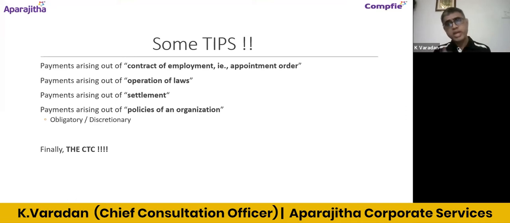Right? So again, finally, the CTC, cost to the company. Yes, we can continue to use the term cost to the company, but let us be very, very careful that the monthly gross salary of the individual should be ascertainable, right? It is a choice whether I should mention the monthly gross salary under the contract of employment, right? Or should I mention the CTC? It is a choice. Both are right, right?